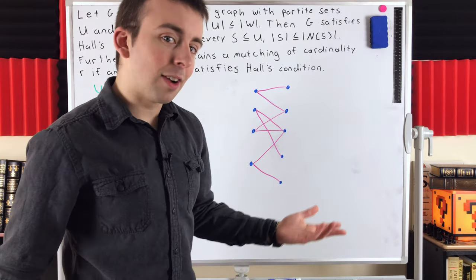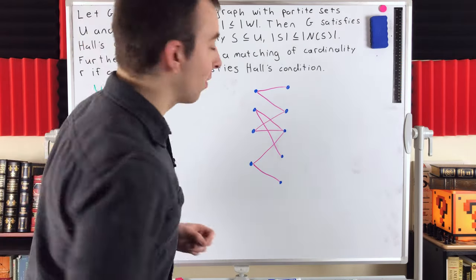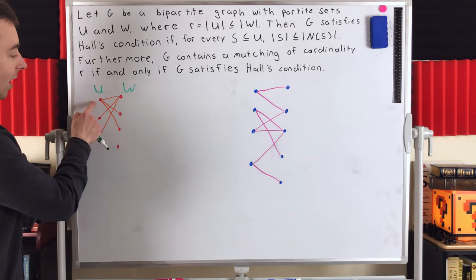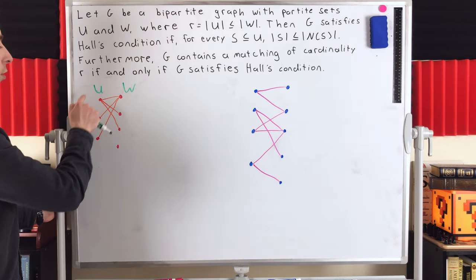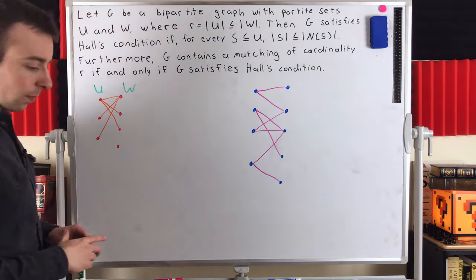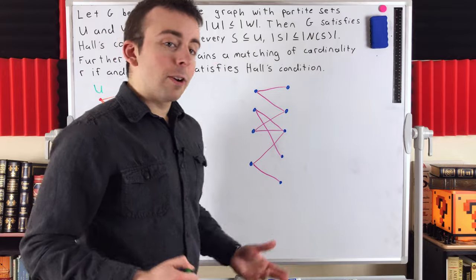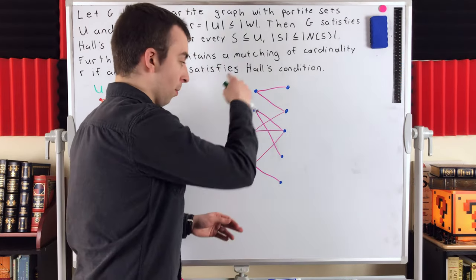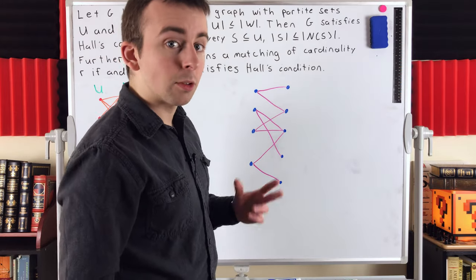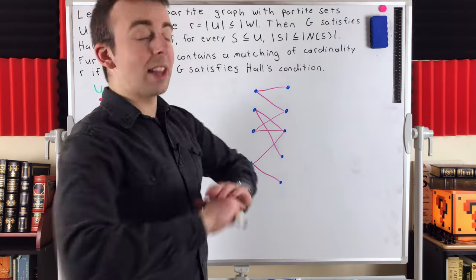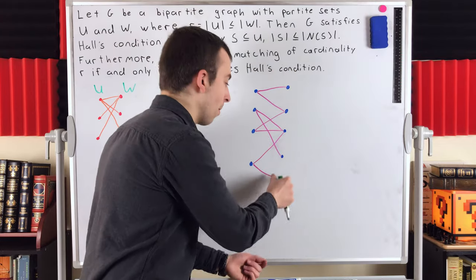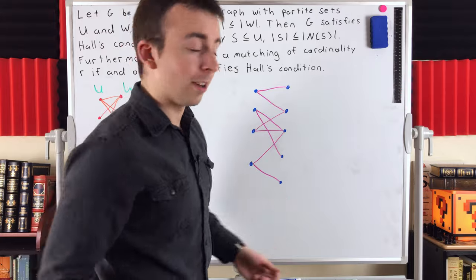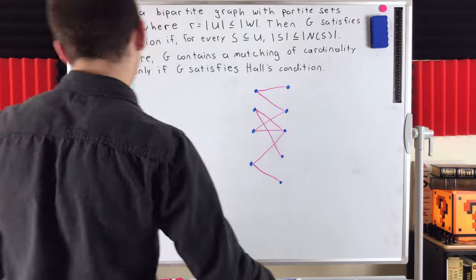If they all satisfy the inequality, the graph does satisfy Hall's condition, and we're guaranteed to be able to find a matching that covers all vertices of this smaller partite set. Of course, in a bipartite graph with two partite sets with different numbers of vertices, we'll never have a matching that covers the bigger partite set because there just aren't enough vertices in the smaller partite set to match them to.